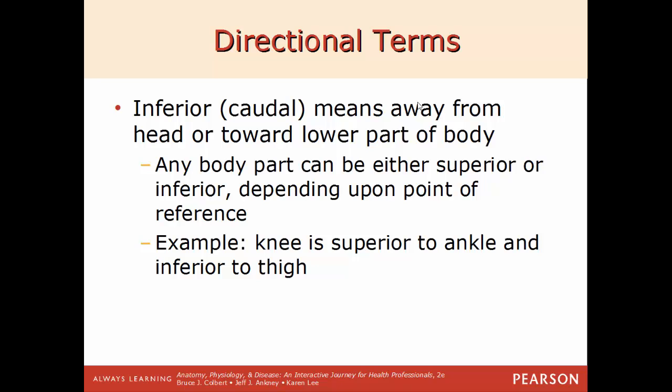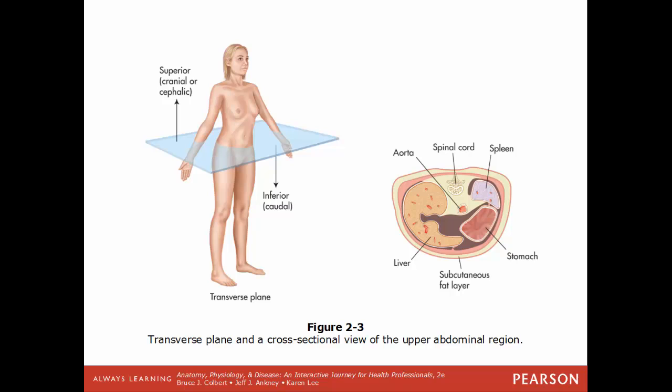It is above your ankle, but your knee is inferior to your thigh. So it depends on what you are comparing it to. And there's an image on how the horizontal plane would look. If we were to cut this patient in half here at the belt line, from this part up would be the superior part, and here down would be the inferior part, or caudal part.